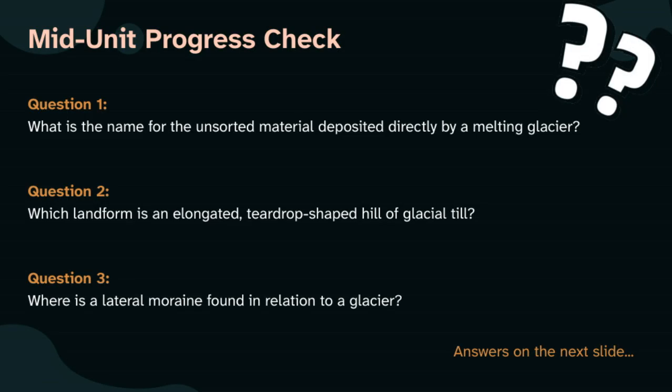Let's begin with a quick progress check. Question 1. What is the name for the unsorted material deposited directly by a melting glacier? Question 2. Which landform is an elongated, teardrop-shaped hill of glacial till? Question 3. Where is a lateral moraine found in relation to a glacier? Write down your answers now. Try to answer from memory. These are key terms from our previous lesson on transportation and deposition.